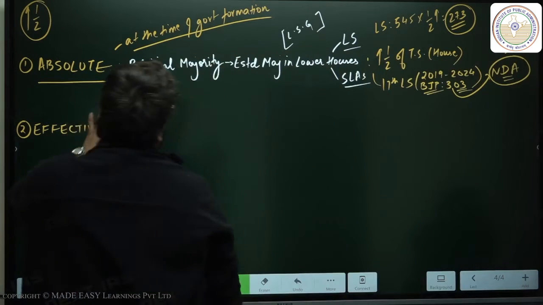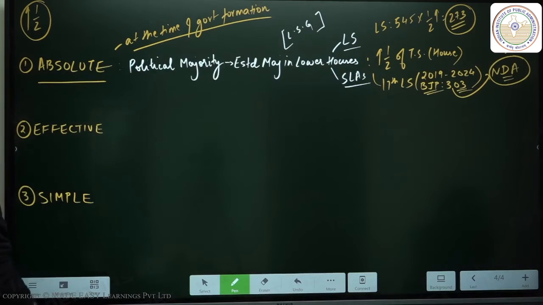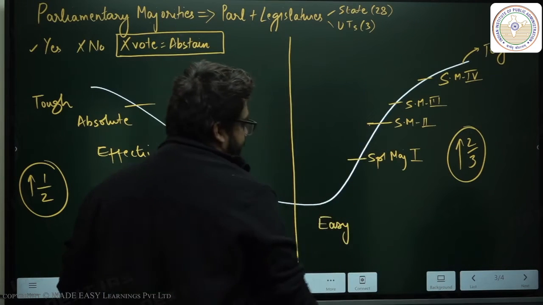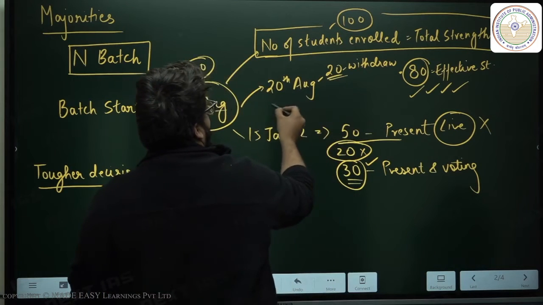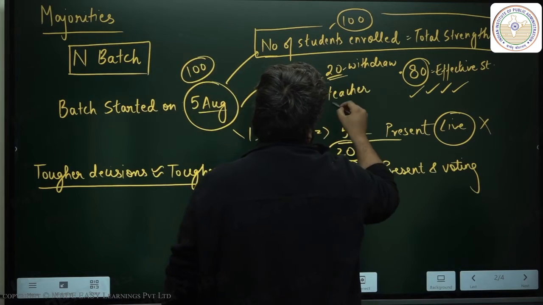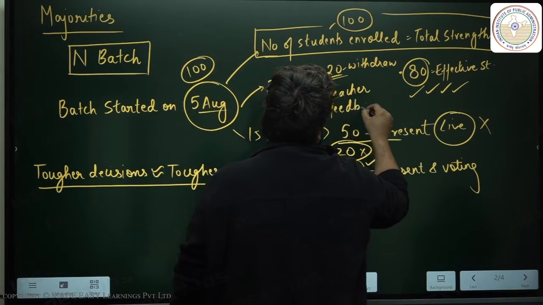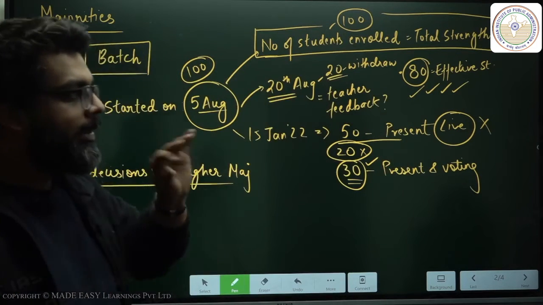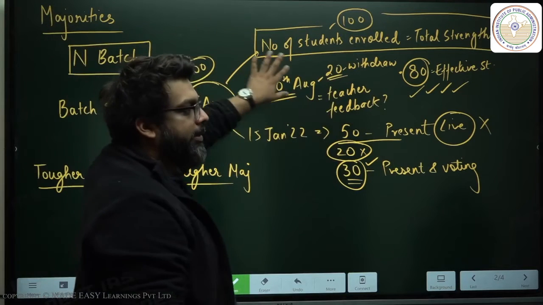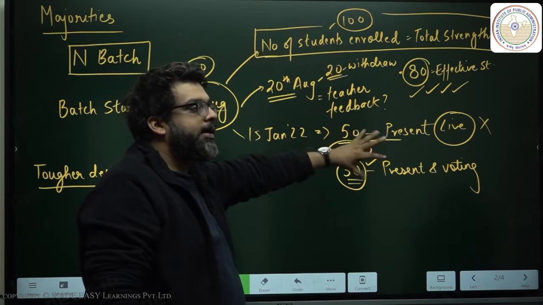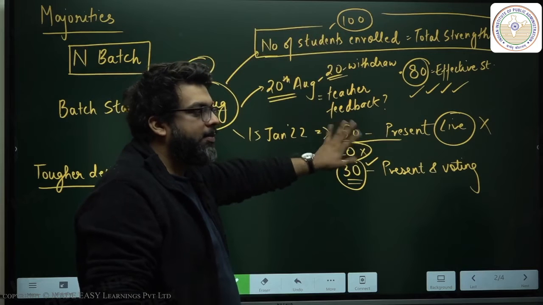So, at the time of government formation. Now, let's come to effective majority. See, what did we use the example for as far as effective majority was concerned? Here we said we wanted to ask the students for teacher feedback, right? We wanted to ask the students for teacher feedback, correct? Now, if we wanted to ask the students for teacher feedback, then only those students who are a part of the batch should be able to answer that question. Doesn't matter whether you are live or not. That does not matter at all.